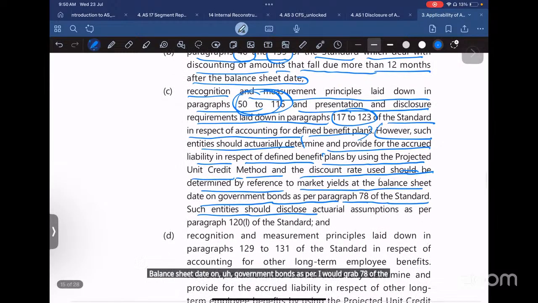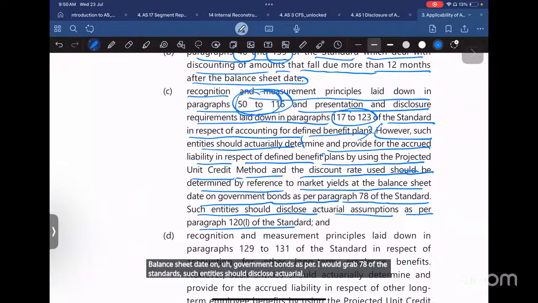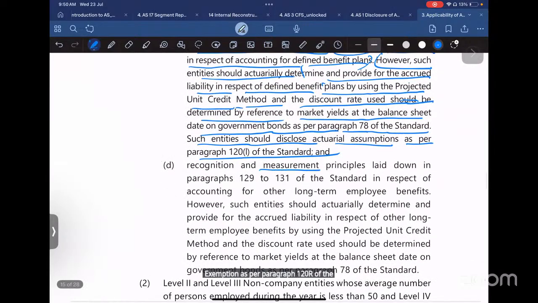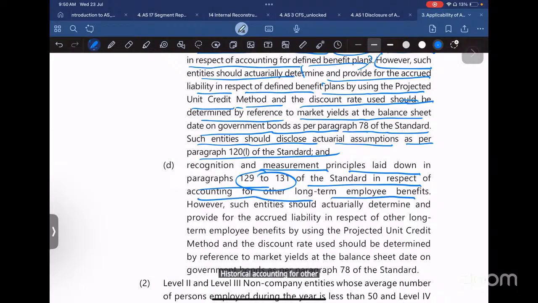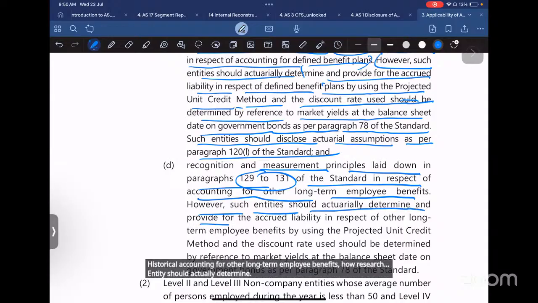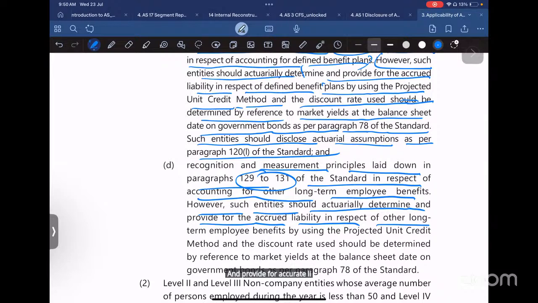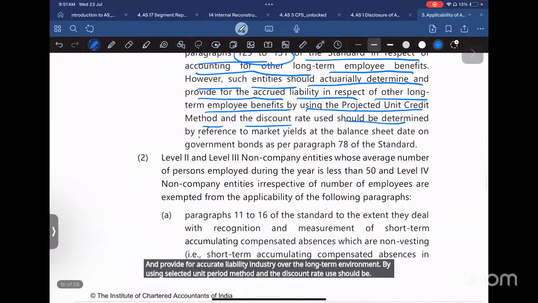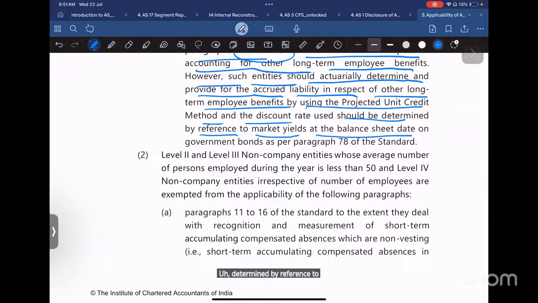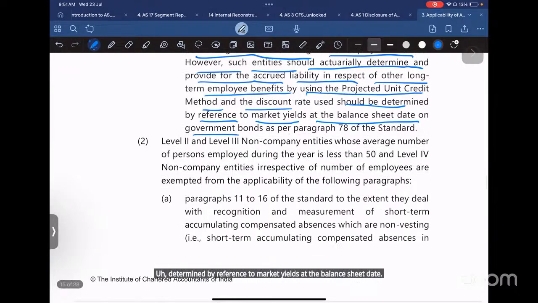Such entities should disclose actuarial assumptions as per paragraph 120R of the standard, and the recognition and measurement principles laid down in paragraphs 129 to 131 of the standard in respect of accounting for other long-term employee benefits. However, such entities should determine and provide for the accrued liability in respect of other long-term employee benefits using the projected unit credit method, and the discount rate used should be determined by reference to market yields at the balance sheet date on government bonds as per paragraph 78 of the standard.